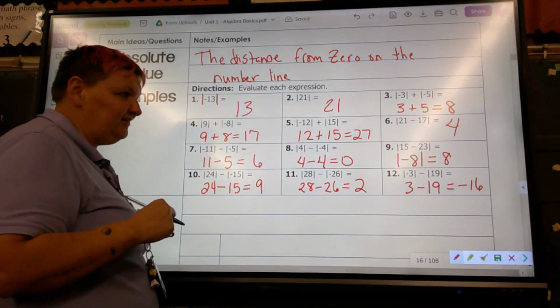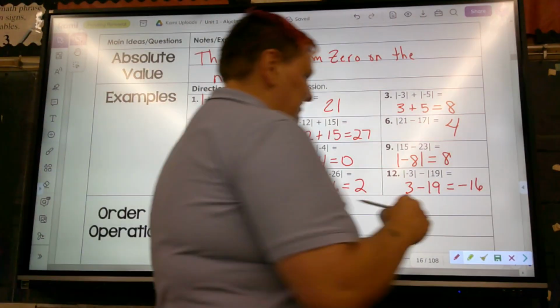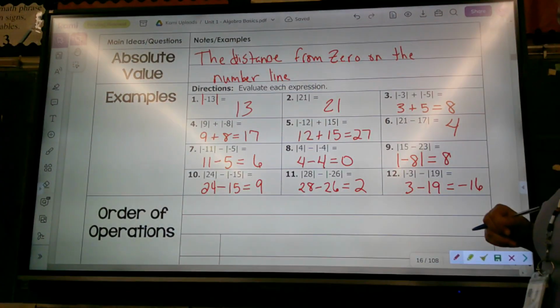Kosher on absolute value? Feel free to ask questions. Pause it here. I'm about to erase it.